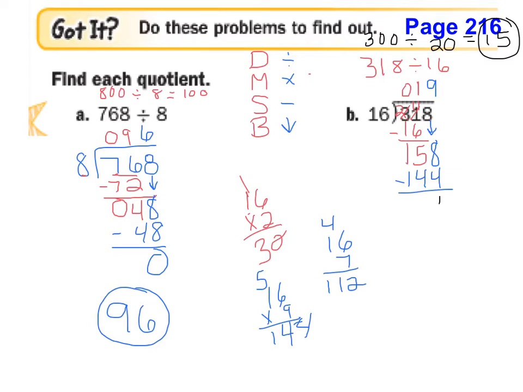Subtract. 8 minus 4 is 4. 5 minus 4 is 1. And 14 is less than 16. And I don't have any other numbers to bring down. So my answer is 19, remainder 14. My estimate was about 15. So 19 and remainder 14 is nice and solid.